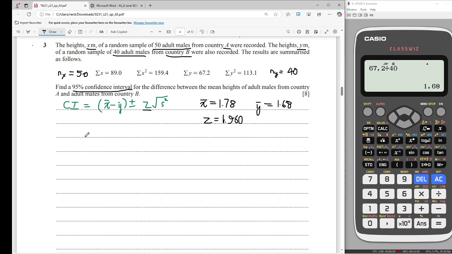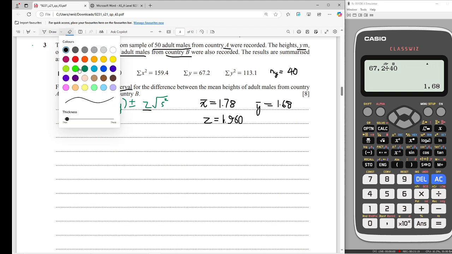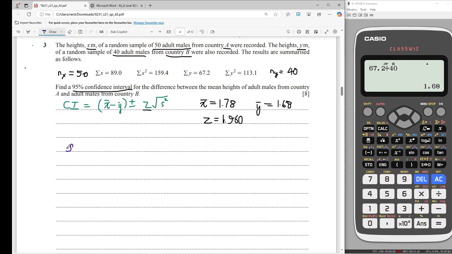So to find S2 in a two-sample test, we need to find the S2 of x, S2 of y, and use either the pooled estimate or the unbiased estimate formula. So let's first find S2 of x. To find S2 of x, it's going to be, as the formula I stated in the first question, 1 divided by the number of terms minus 1, which is 50 minus 1, so 1 by 49. Multiply this with the sum of x squared, 159.4, minus 89 squared, divided by the number of samples, 50.